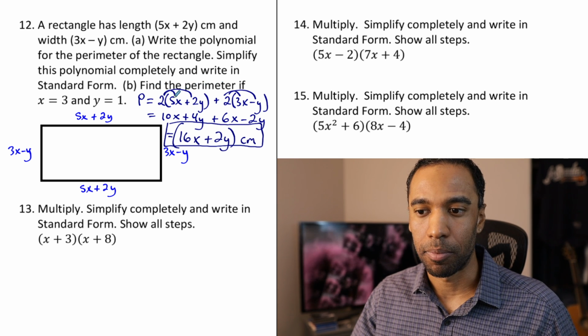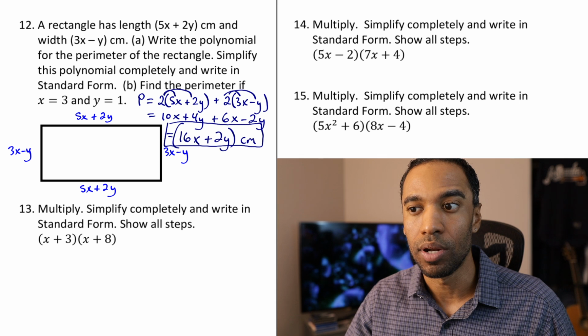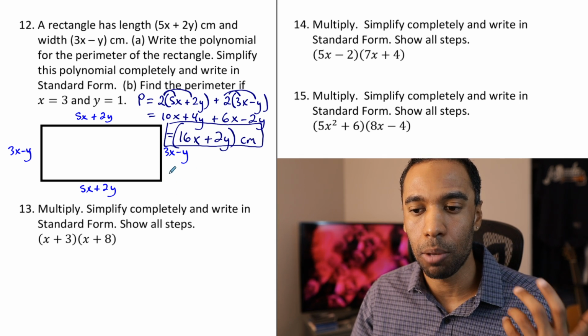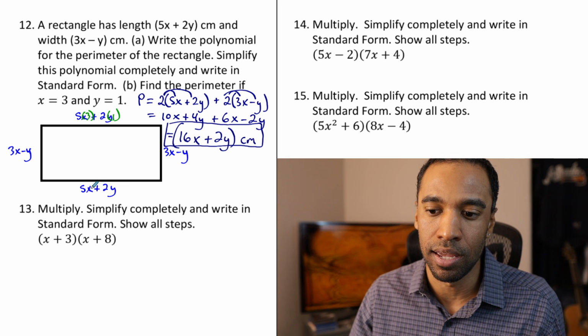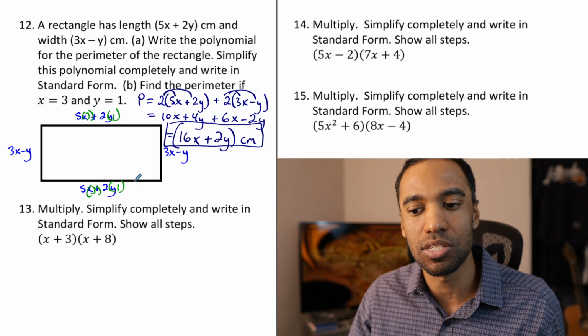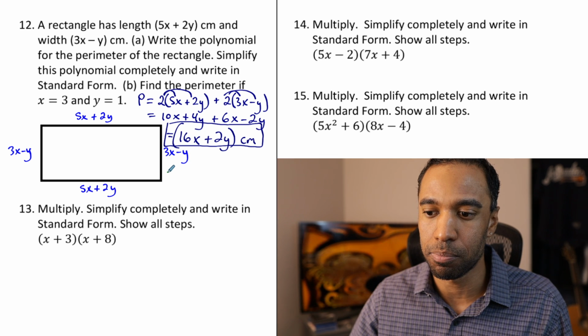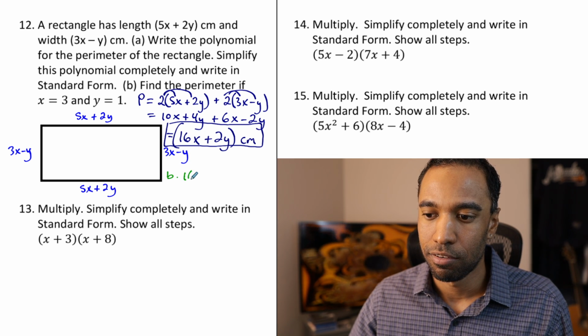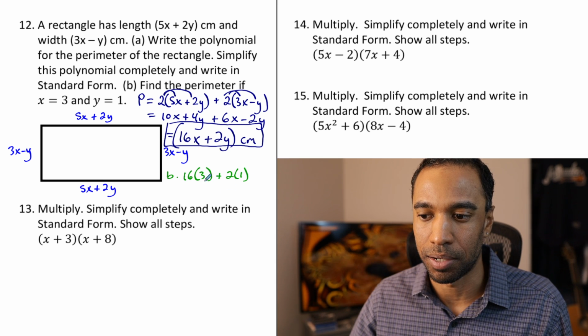Now they say part B, find the perimeter if x equals 3 and y equals 1. Okay, now we substitute. And by the way, guys, simplifying does help you a lot more than substituting here. What if I plug in 3 for x, 1 for y? This is taking a while to do. It's a lot better now that I simplified it. You only have to plug in 3 for x right here and 1 for y right here.